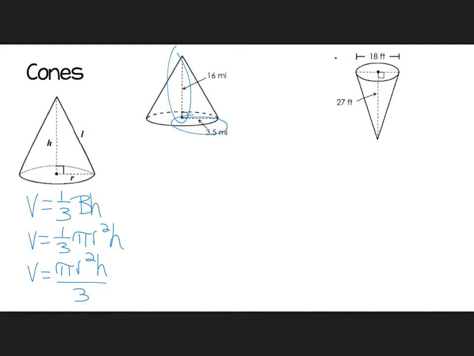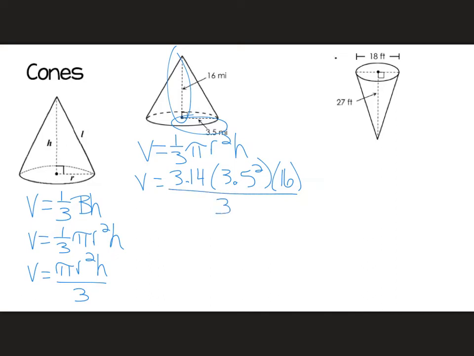Okay, so we're going to write our formula, 1/3 pi r squared h. We're going to plug in what we know. We're using the approximation 3.14 for pi. We're going to square 3.5, and we're going to multiply it by 16, and then we're going to divide that by 3. The volume of a cone is 1/3 the volume of a cylinder with the same height and radius. So at this point, it's just calculator work. I'm going to do 3.14 times 3.5 squared times 16.